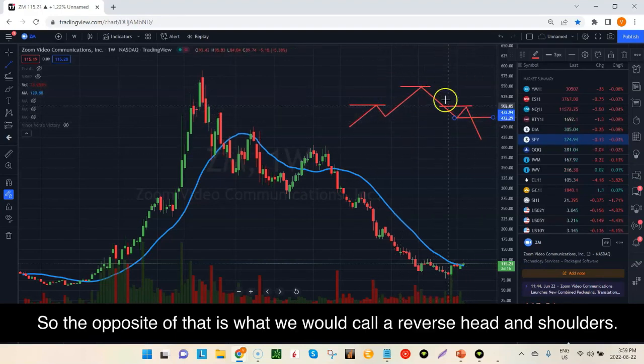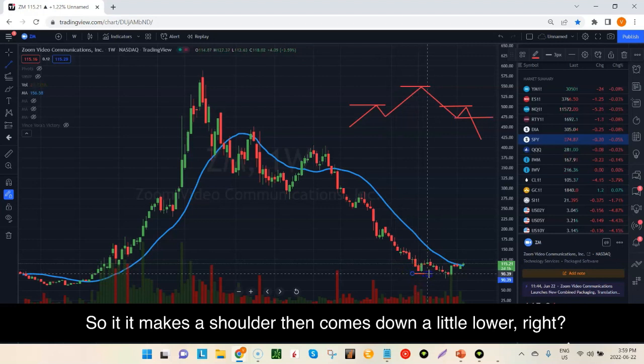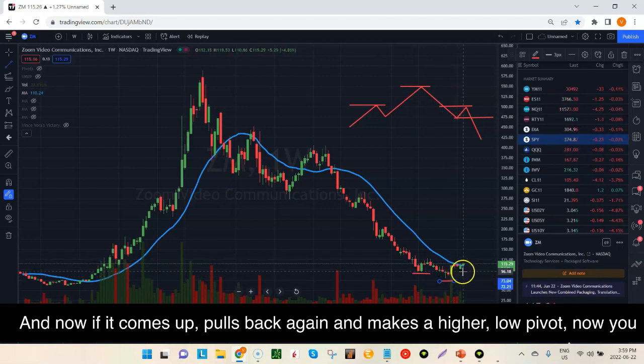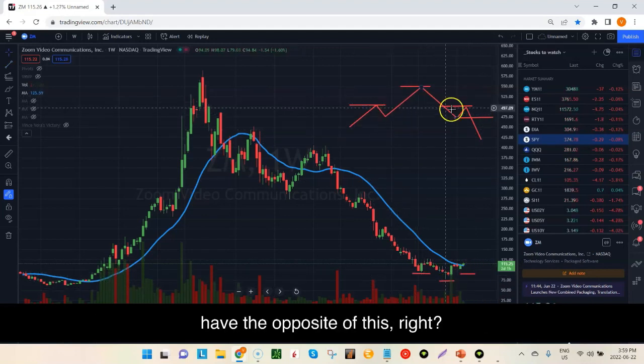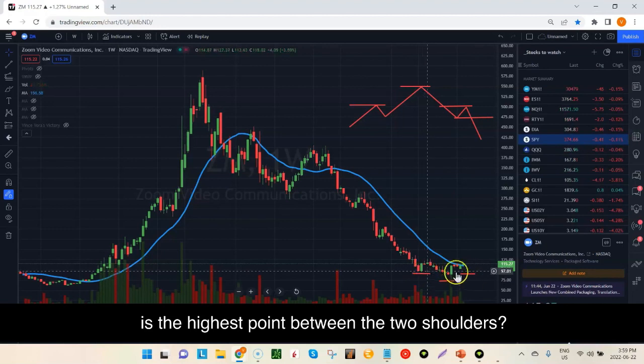So the opposite of that is what we would call a reverse head and shoulders. And that is when price comes down, pivots, so it makes a shoulder, then comes down a little lower, right? That could be your head, that pivot. And now if it comes up, pulls back again, and makes a higher low pivot, now you have the opposite of this, right? You have a reverse head and shoulders. What is the highest point between the two shoulders?